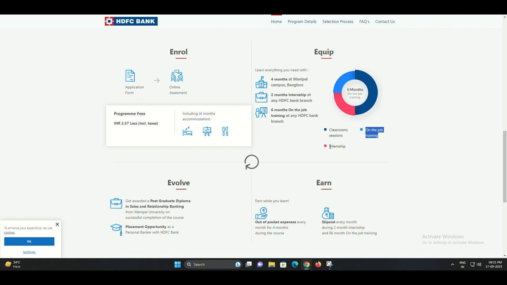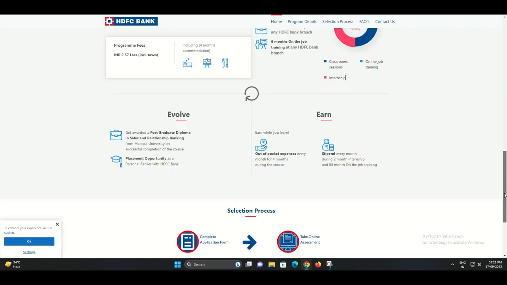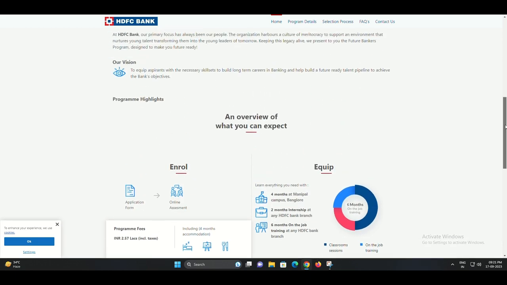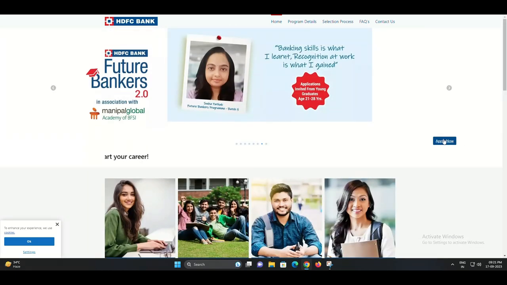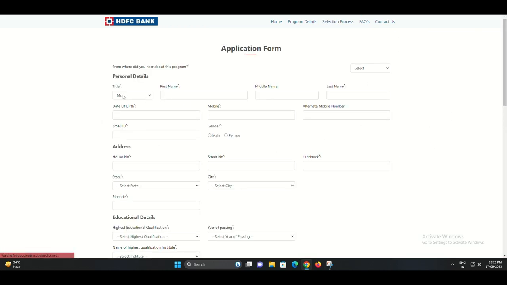Once selected, you will embark on a 4-month training journey at Manipal University's campus in Bangalore. Here, you will receive comprehensive theoretical and practical training in banking and finance. Internship, 2 months. Following your campus training, you will gain hands-on experience during a 2-month internship at any HDFC Bank branch. This is your opportunity to apply your knowledge in a real-world setting.